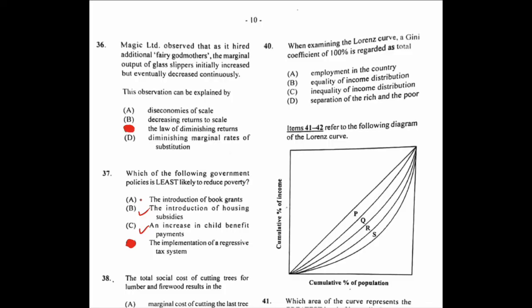And the introduction of book grants essentially improves human capital, and through improving human capital, you would allow yourself to get into higher paying jobs, and that would allow you to have more disposable income. And you can also take it from the angle that you wouldn't have to pay for these books as well because you get book grants, so that would reduce poverty as well.